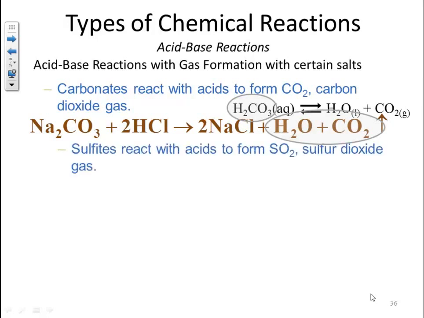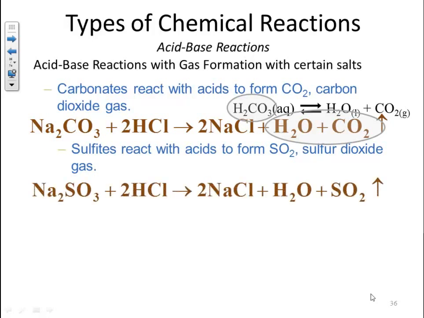Sulfites react with acids to form SO2, sulfur dioxide gas. Similar situation: in this case I've got sodium sulfite plus HCl, which forms sodium chloride, H2O, and SO2 gas. Once again, if I form H2SO3, sulfurous acid, I know to break that up into water and SO2. This is when you get that SO2 gas, that rotten egg smell that you get.